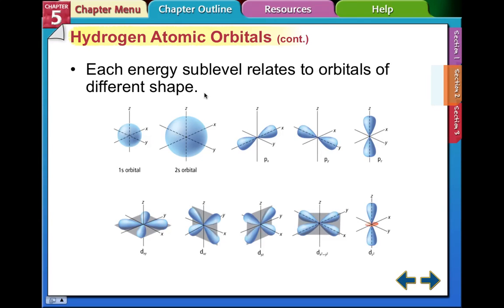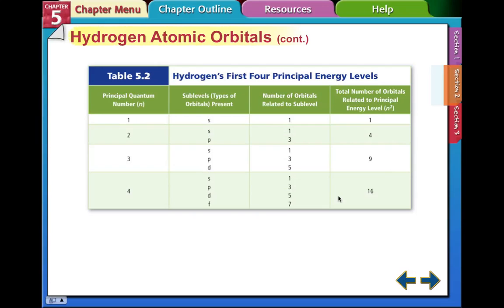Okay, each energy sublevel relates to orbitals of different shapes. So if you have one sublevel, you're going to have an S. If you have 2 sublevels, you're going to have an S and a P. If you have 3 sublevels, you're going to have an S, a P, and a D. If you have 4 sublevels, you're going to have S, P, D, and F. And each orbital has a different shape, as you can see here.